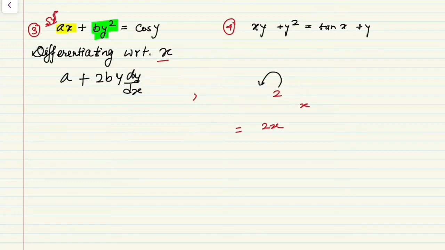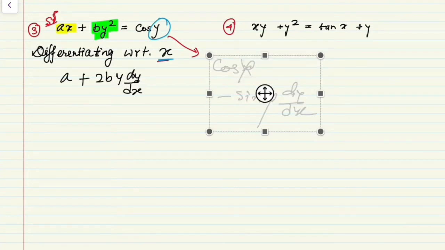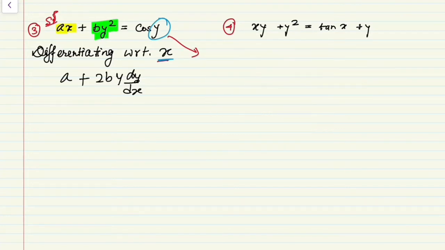Now the derivative of cos y, consider this one as cos x, the derivative of cos x is minus sin x. As you can see, as this is y, here it is y, and as we are differentiating with respect to x, then again we have to write dy/dx. Okay, so remember that. So what we got here, minus sin y dy/dx.